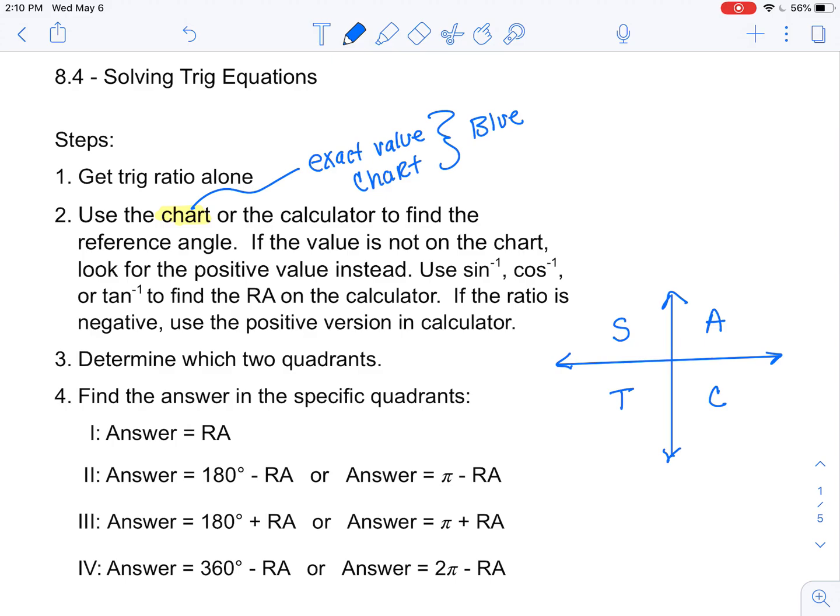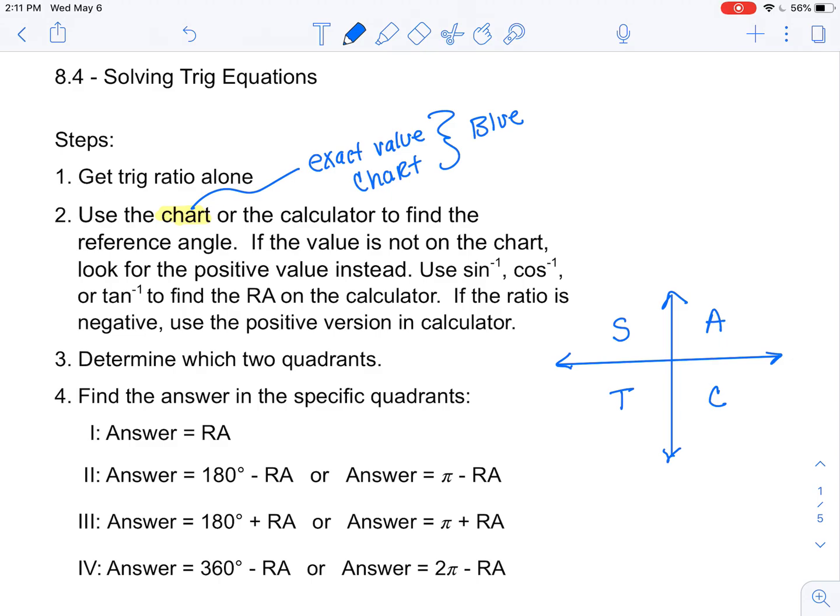And the third thing that we need to do is to determine which two quadrants our answer is in. If we have two answers, it'll be in two quadrants; if it lies on an axis, it'll be one answer. So you're going to think back to which quadrant trig ratios are positive and negative. In the first quadrant, all trig ratios are positive. In the second quadrant, sine is positive. Third quadrant, tangent's positive. And the fourth quadrant, cosine is positive. And you're going to be thinking back to that to answer these questions.